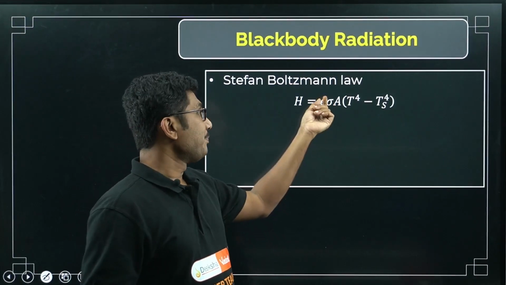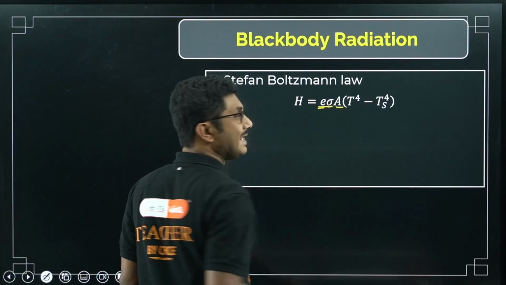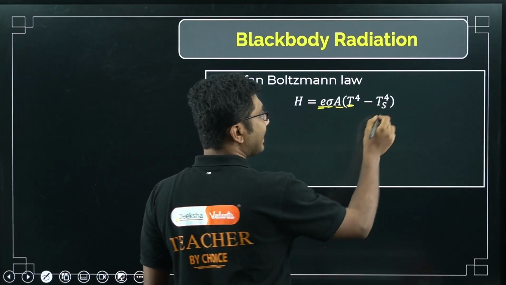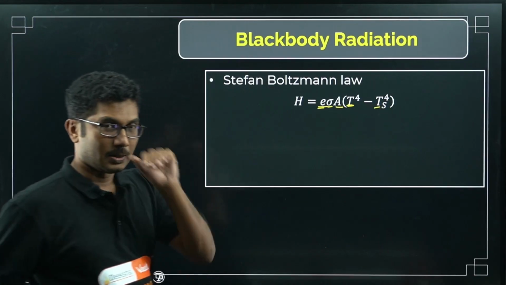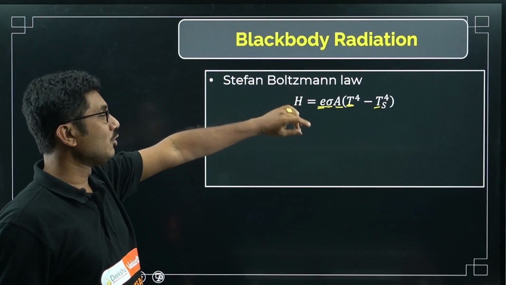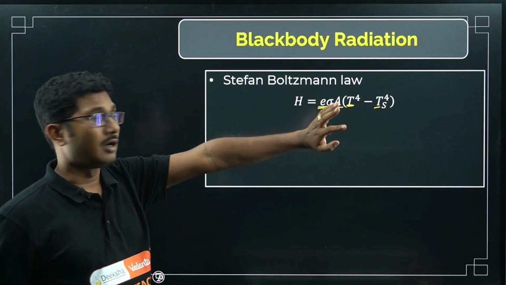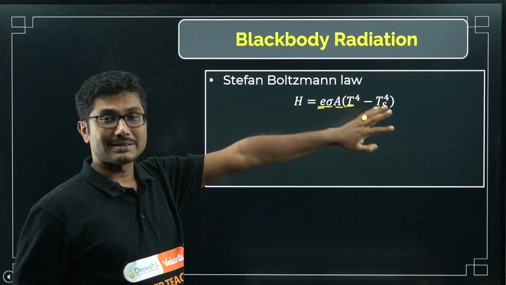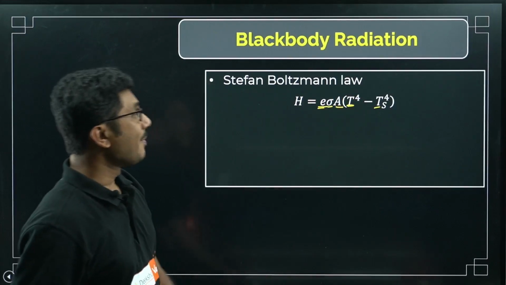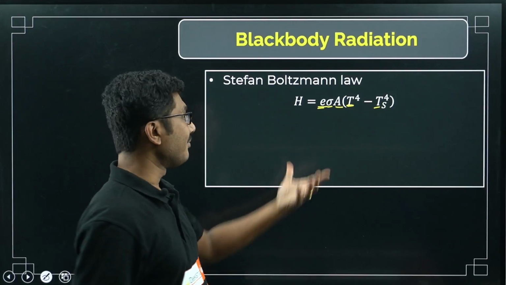E is the emissivity, sigma is the Stefan-Boltzmann constant, A is the area of the black body, T is the temperature of the black body, and Ts is the temperature of the surroundings. This is a very important formula. You can remember that H is basically e sigma A (T^4 - Ts^4). No question has come from this formula so far, but maybe in future some very easy questions may come from it.